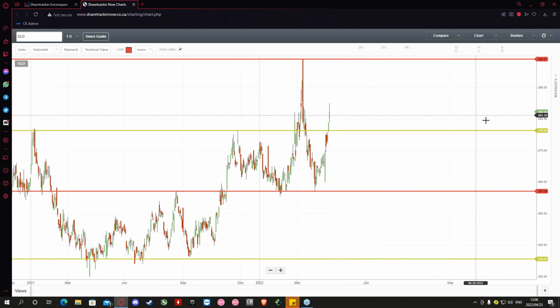So current price sitting at 282 rand and 29 cents, and it's got potential to go all the way up to 298 rand and 97 cents. Okay, so that's mainly how the support and the resistance work.